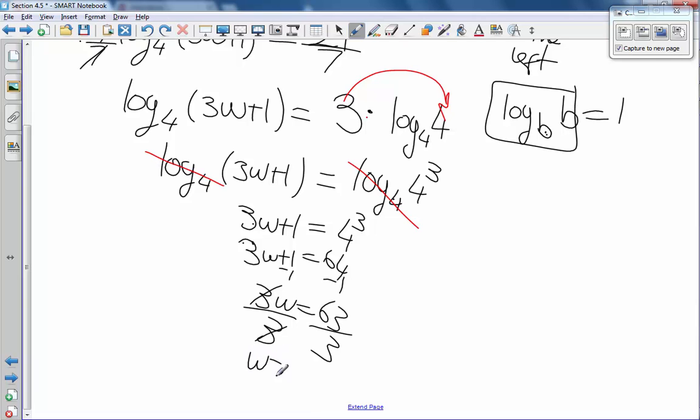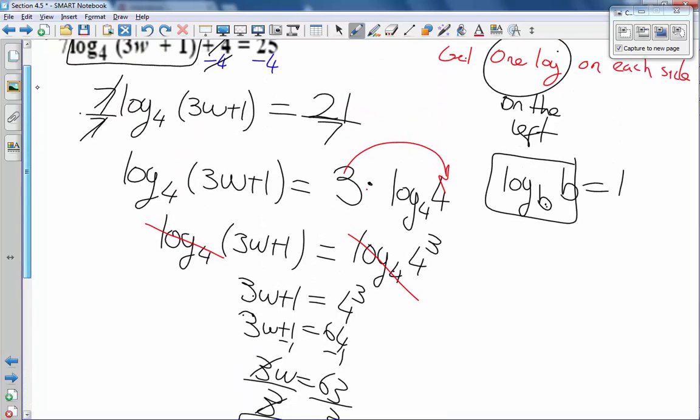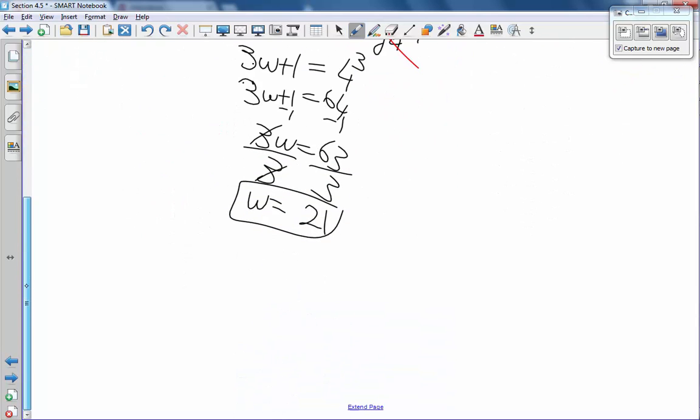And how many times 3 goes into 63? How many? 21. Is 21 the right answer? You need to always double check. Yeah, it makes this positive. I'm sure it's the right answer.